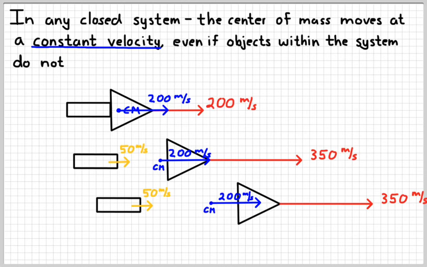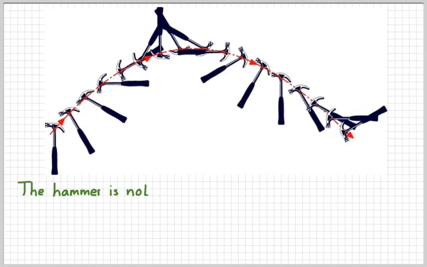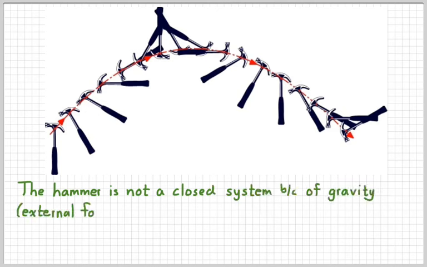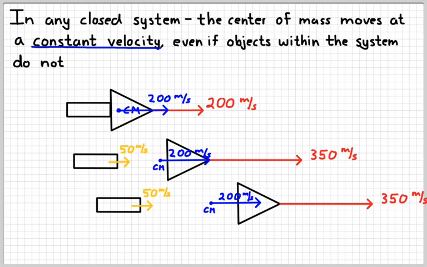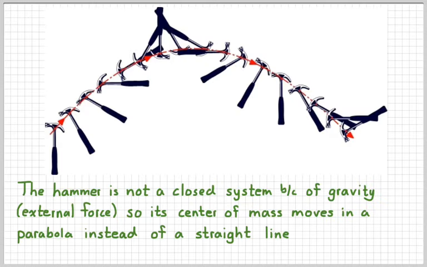Now you may be going, what's the importance of that dot? Later on, that dot is going to allow us to make a lot of problems a lot simpler. And understanding the concept of that dot is going to make rotation a lot simpler. Understanding the hammer, basically. So the hammer is not a closed system. If you were to throw a hammer at somebody, because there's an external force on it, the center of mass doesn't move at a constant velocity. So here, since it's a projectile, the center of mass moves in a parabola instead of a straight line. But if the system is closed, like it was with the rocket ship example, then the center of mass moves at a constant speed.